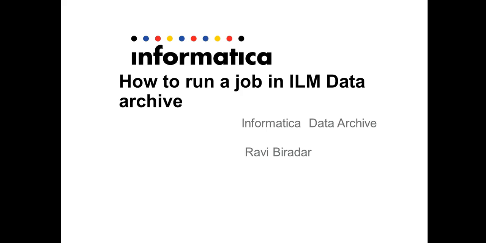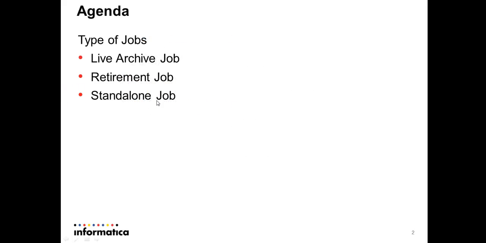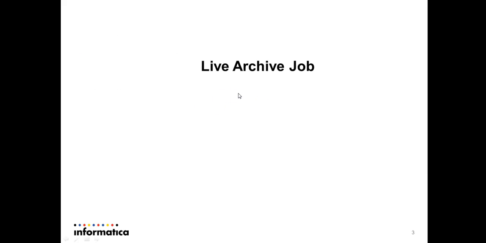In this video, we will learn how to run a job in ILM Data Archive. So today's agenda is running the different types of jobs, that is a live archive job, retirement job, and the standalone job. So let's see one by one. First one is live archive job. In this job, we will run a part of our production data to a file archive or the target database.